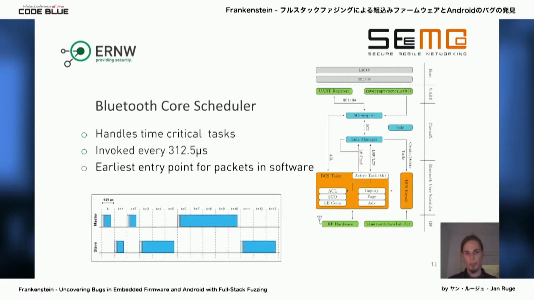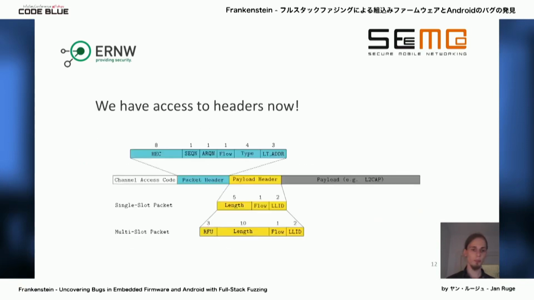For the Bluetooth core scheduler, this was a little bit more tricky because this is invoked about every 300 microseconds. And the reason for this is in Bluetooth we have discrete time slots, each is about 600 microseconds long. And the Bluetooth core scheduler invoked by the Bluetooth core interrupt is actually called twice for every time slot. And this is also the earliest entry point for received packets into the firmware. So this is a really good entry point for fuzzing.